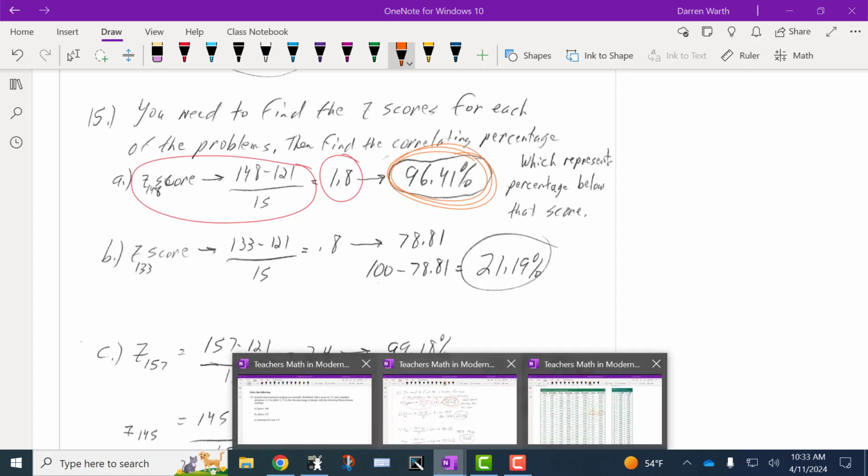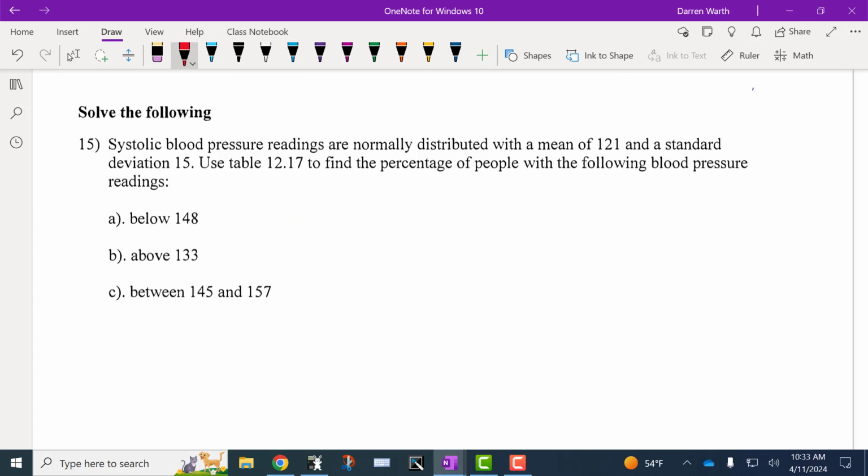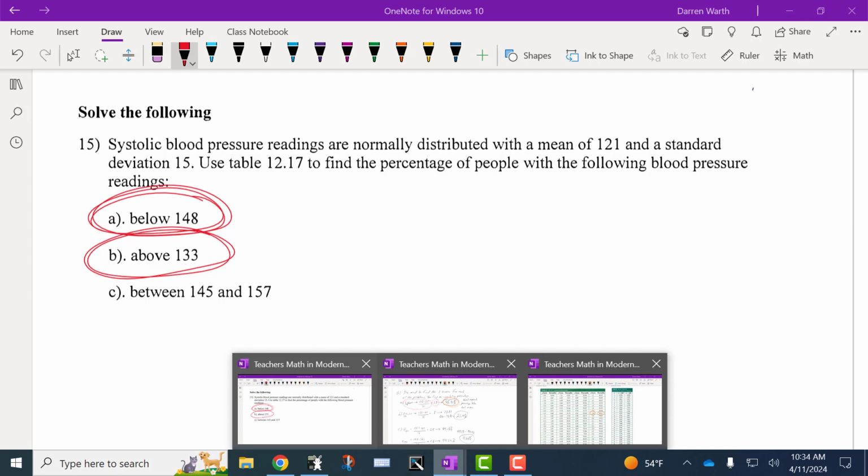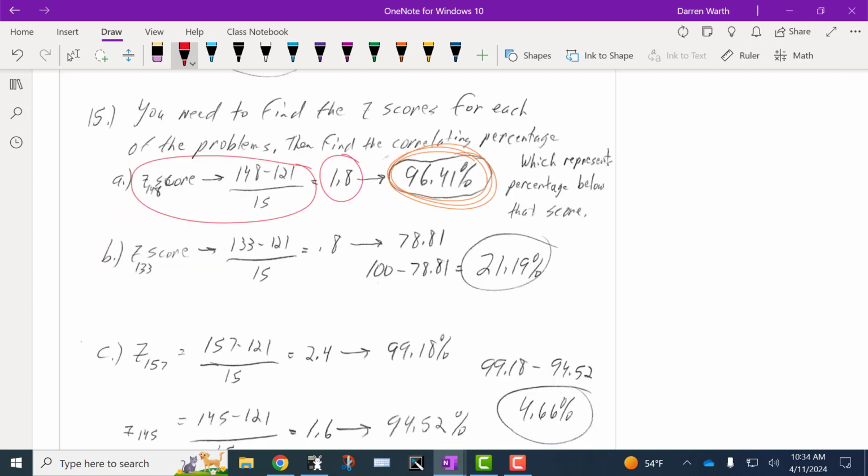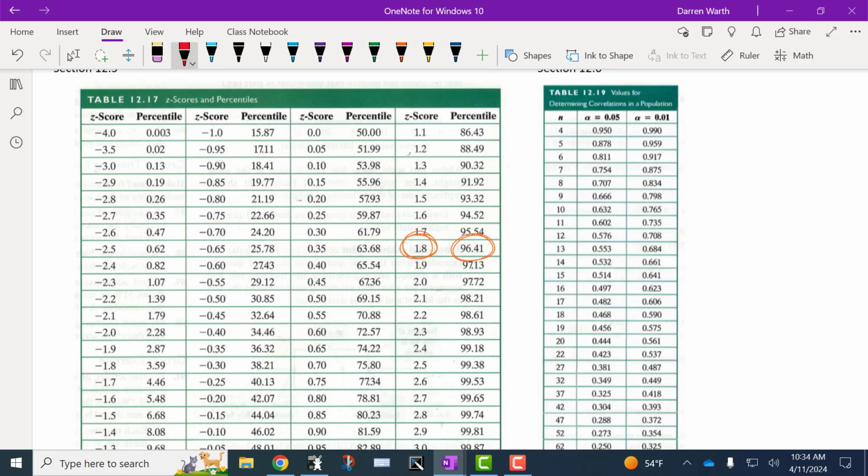So now on B, it says above a 133. So when you look at your review, notice this one was below, so that's why I could just use that z-score. This one's above. So now when I find that answer, I'm going to have to actually subtract it from 100%. So first off, I find my z-score. I take 133 minus 121 divided by 15, and I got 0.8. So when I go to my chart, and I go to 0.8 and find that correlating score, it looks like it correlates to 78.81.